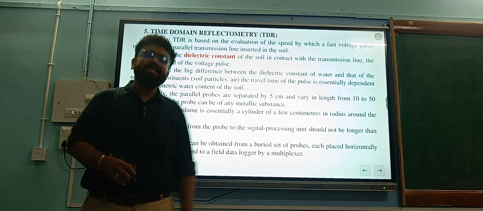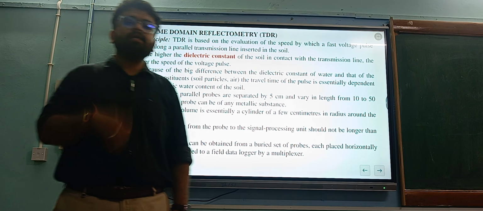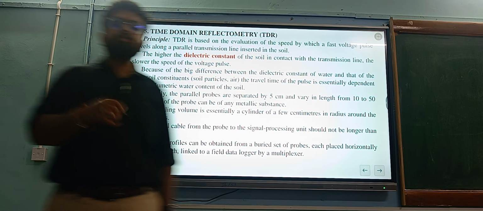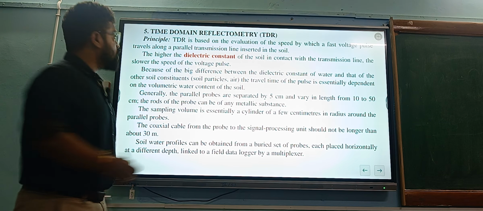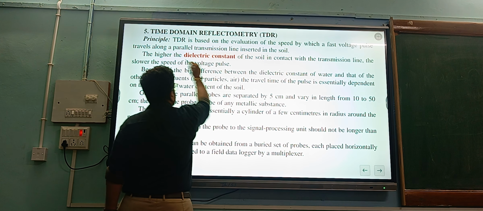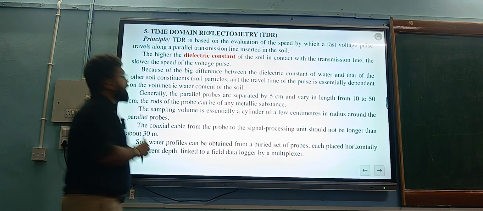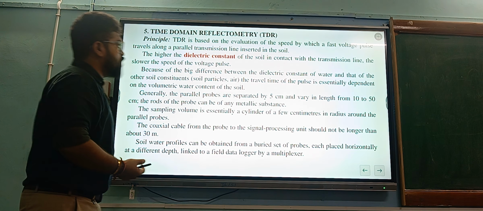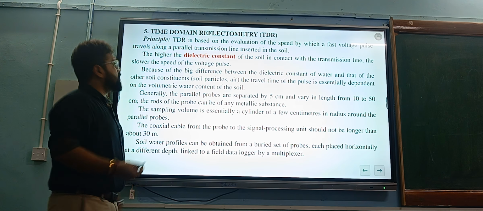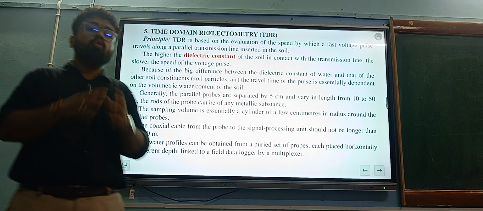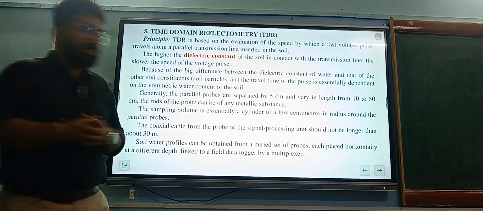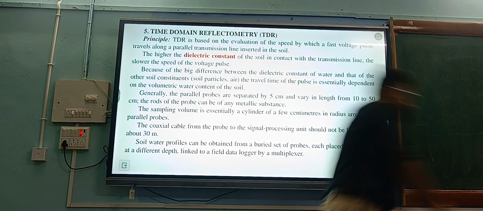Then we have the TDR method, the time domain refractometry method. What principle is this mainly based on? Mainly the dielectric constant. What is the dielectric constant? The higher the dielectric constant of the soil with the transmission line, the slower the speed of the voltage pulse. So based on the voltage passing through the soil, it determines the moisture content in the soil.